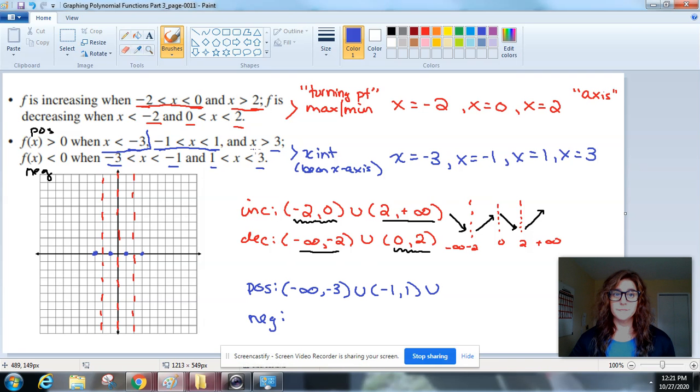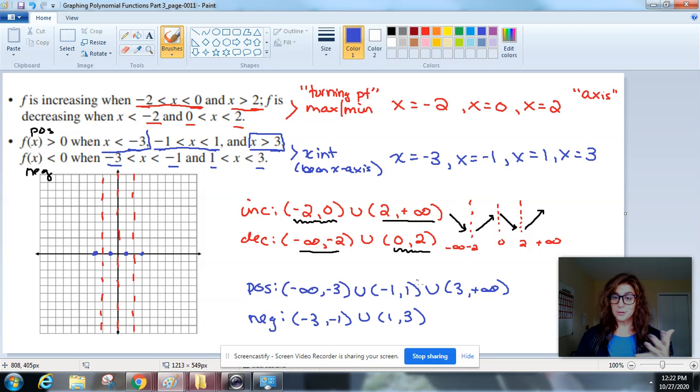And I actually got a third part. It is also when x is greater than 3. So that tells me from 3 to all the positive infinities. Everywhere else it's negative. So -3 to -1. And from 1 to 3.